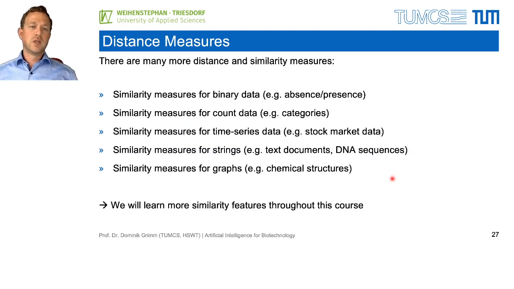However, there are many more distance measures. There are a lot of measures for binary data, for count data, for time series, for example so that we can do stock market predictions, for strings so that we can compare text documents or DNA sequences, but also for graphs, for complex mathematical structures, so that we can, for example, compute distances between chemical structures, how close they are together or how far they are apart from each other. We will learn more of the similarity measures throughout this course. So it's very important to know what a metric is and what the basic similarity measures are.